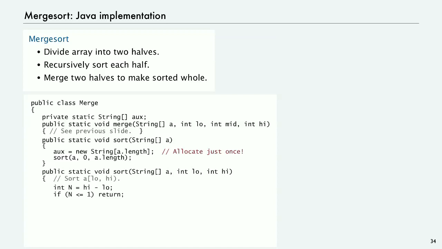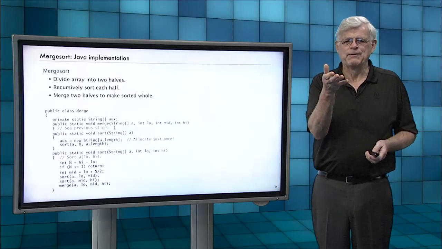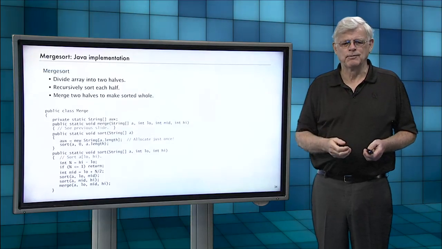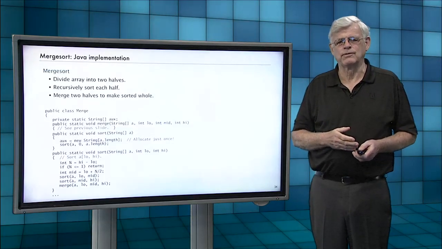So we compute n. If it's less than one element, we return. Otherwise, we compute our midpoint, sort the half with the smallest indices, sort the half with the larger indices, and then merge. And so all of that setup for the merge is to make this code so transparent. Divide the array in halves, sort the two halves, merge the two halves to make a sorted whole.